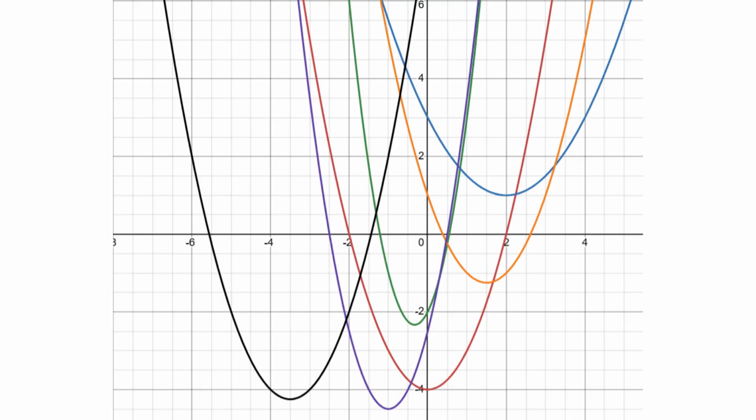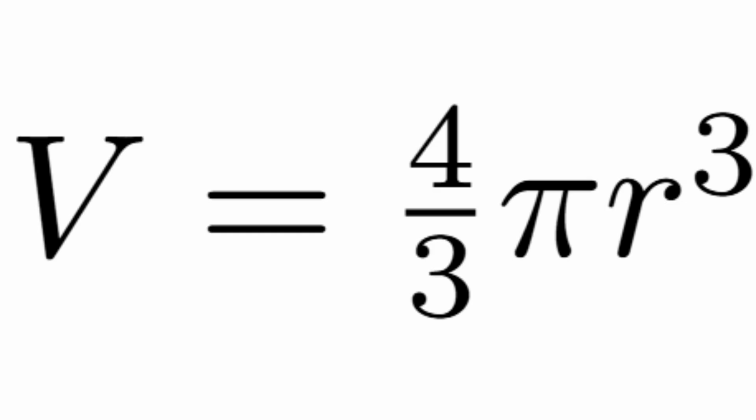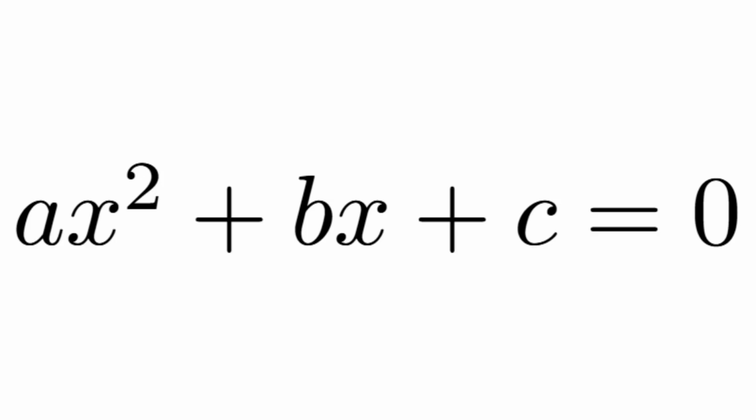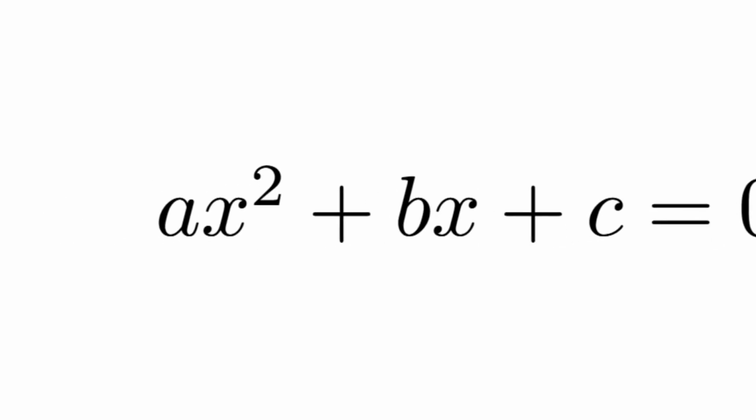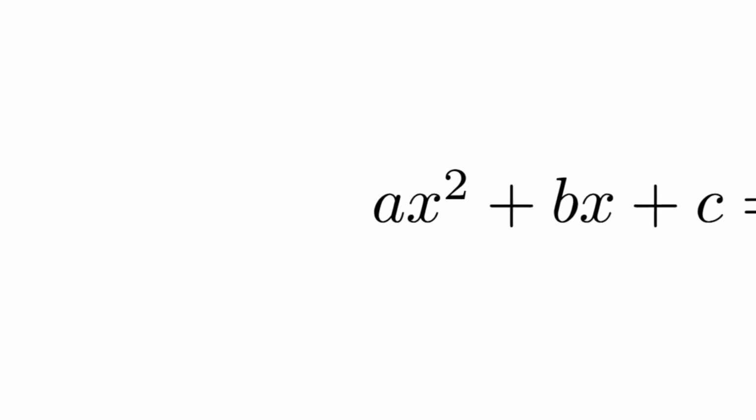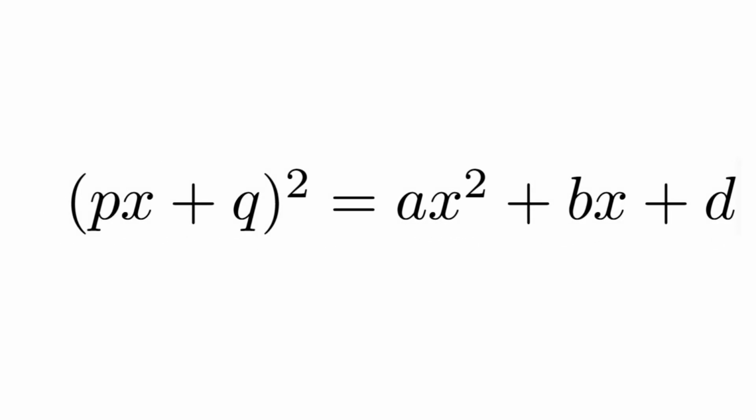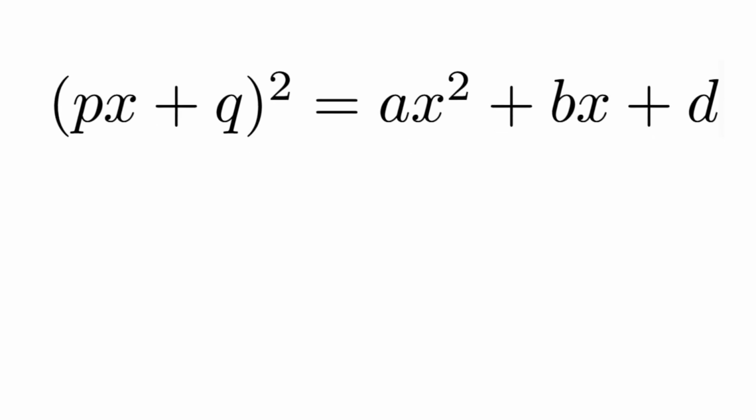So how about we turn it into a formula, the formula for all quadratics. Our starting equation will be ax squared plus bx plus c equals 0, the general form of all quadratics. Let's do the first step and find out our closest factor. So let's assume (px plus q) squared equals ax squared plus bx plus d, d being our required constant.